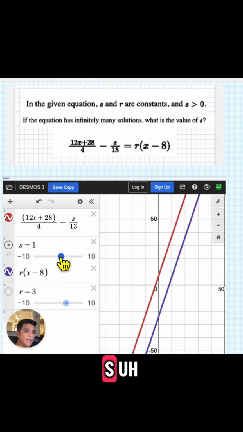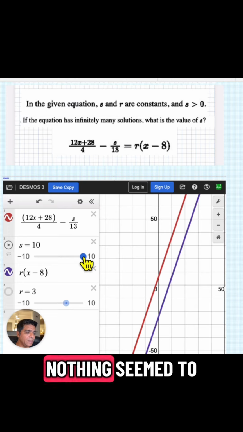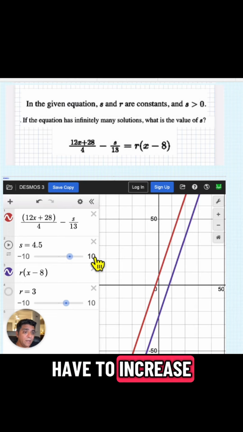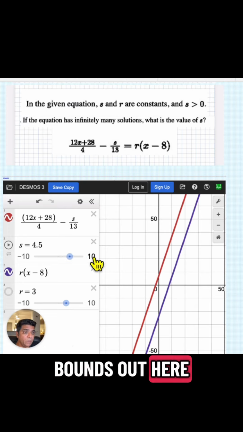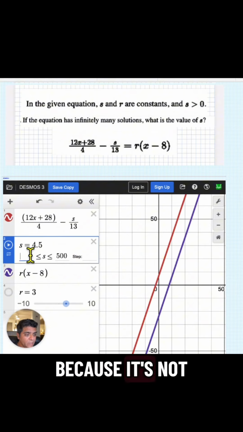So I'm going to start moving the S one, and we need to find the S value anyways. So start moving the S. I moved it all the way to 10. Nothing seemed to have happened. Well, I may have to increase the bounds out here. So I'm just going to make it very large because it seems like it might be a large number, because it's not moving very much.